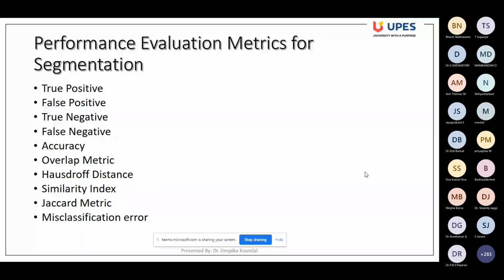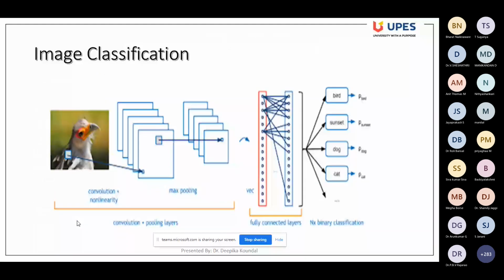Again, for any technique, we need to evaluate the performance of algorithms. So again, we have true positive, false positive, true negative, false negative, accuracy, overlap metric, cosine distance, similarity index, Jaccard metric, misclassification error. On the basis of this, we can evaluate the performance of our segmentation algorithms.